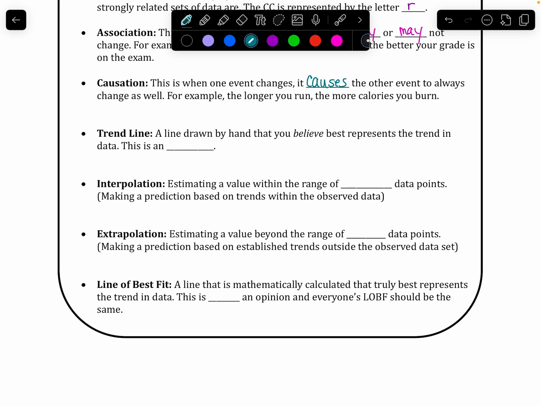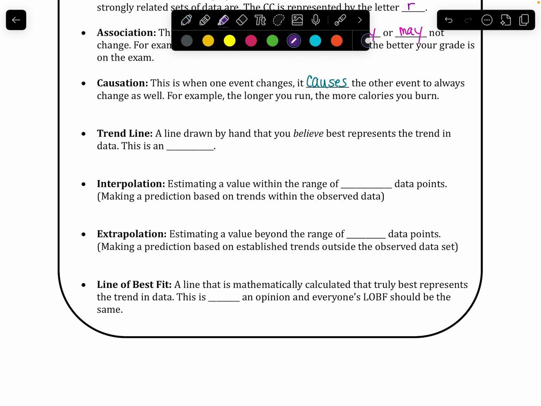I don't know if that's actually accurate, but the longer that you are out running, the more calories you're going to burn. It's never going to be where you run for 2 minutes and you burn 10 calories, but then the next day you run for 2 minutes and you only burn 1 calorie, okay? We are always assuming that your data is not fluctuating, so you're running at the same distance, the same speed, the same conditions outside, everything is the same. Okay, so when one event changes, it will always cause the other to change.